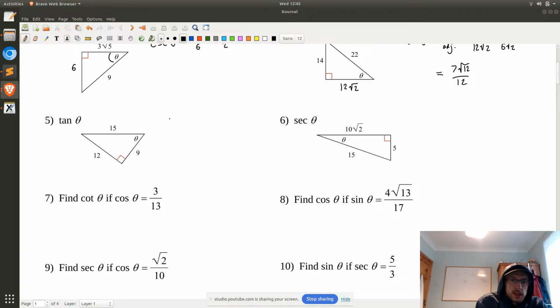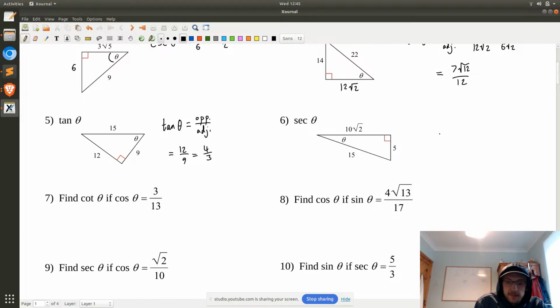Okay, tan of theta, by the ratio definition at least, is the opposite divided by the adjacent. And in this case, we're simply told what the opposite and adjacent are. It's 12 and 9. So I put 12 in that spot, 9 in that spot, and then I simplify, and I get 4/3.